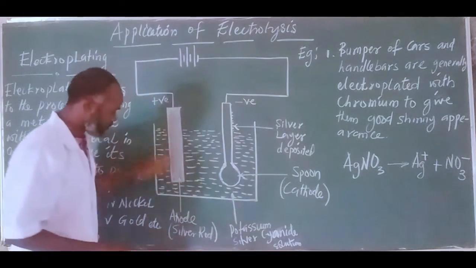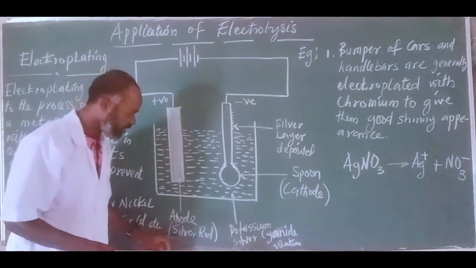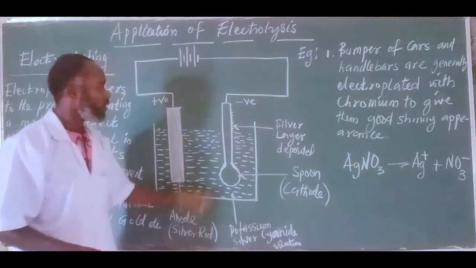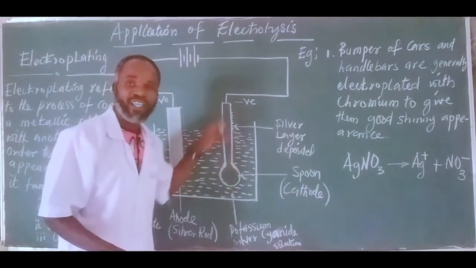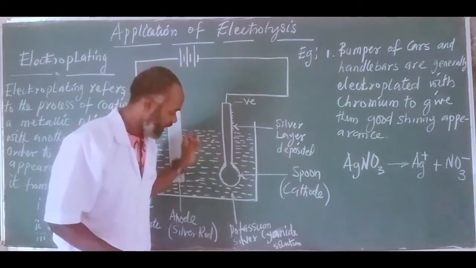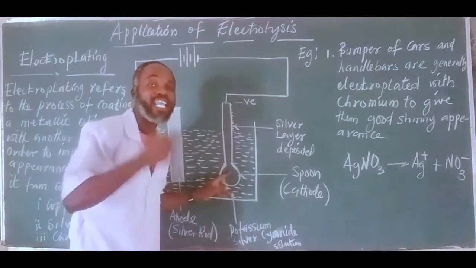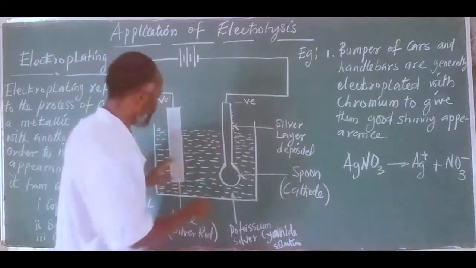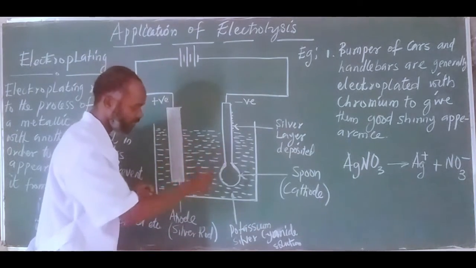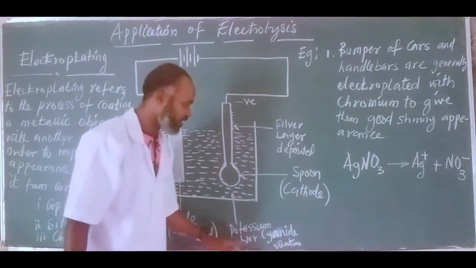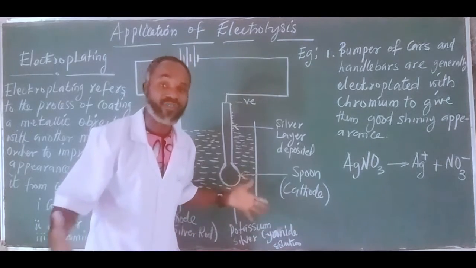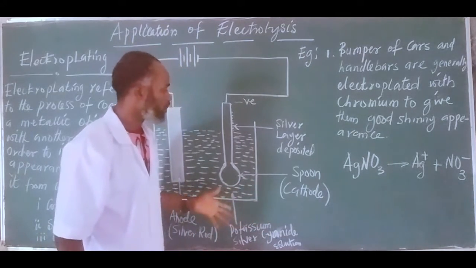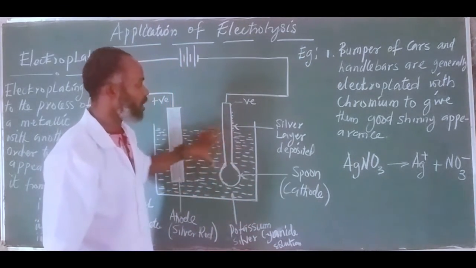So the anode here is a silver rod. The cathode is the spoon to be electroplated. That's this. Then the electrolyte here is a potassium silver cyanide solution or silver nitrate solution, so to say, which we are going to see what will happen here.